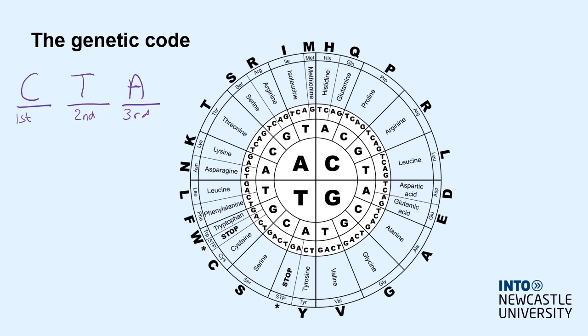So you read the first position in the middle, then you read the second position, and then you read the third position. So if we're doing CTA, first position C, we're over here. Then we're reading T, so the next one is here. And then the final part is A, so we read across from A here. And then it tells us that CTA codes for the amino acid leucine.